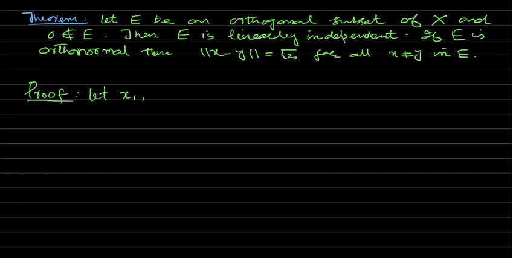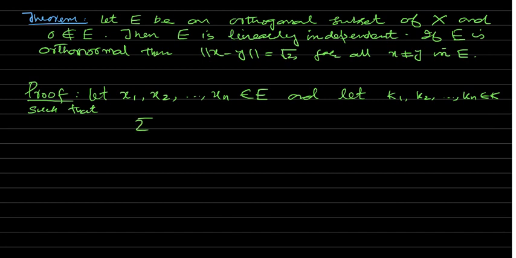Let's take any n vectors in E, and let's take any n scalars, say k1, k2, ..., kn in the field, such that the linear combination, sum of ki xi for i from 1 to n, is equal to 0. We need to show that these scalars must be equal to 0. We have to prove E is linearly independent. Since 0 is not contained in E, all the vectors x1, x2, ..., xn are non-zero vectors.